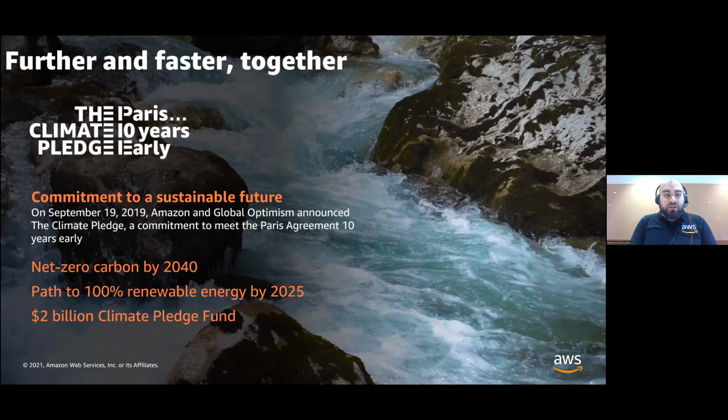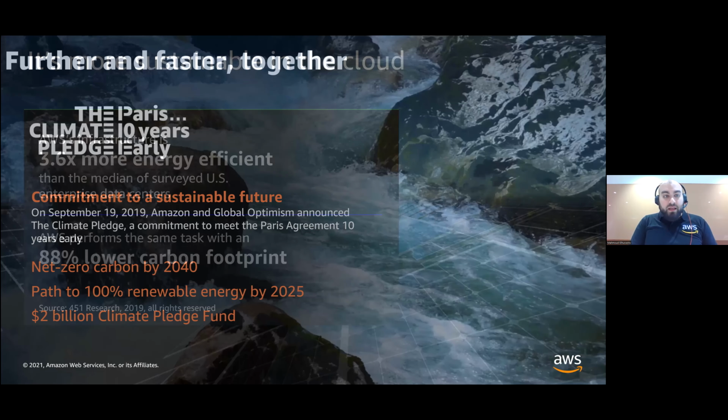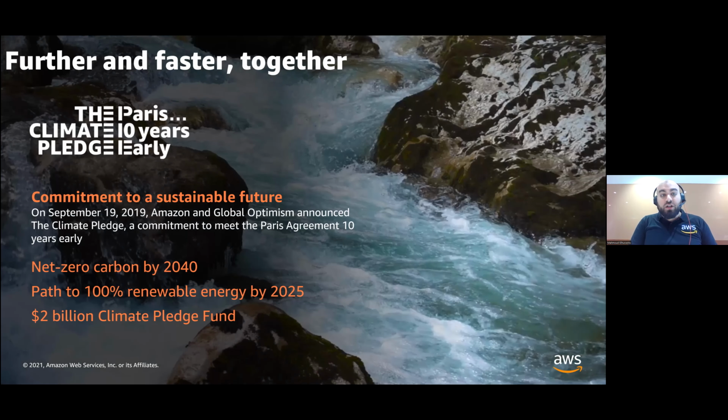How does that translate to what we are doing today? Let me go back a step. Today we do have a path at Amazon, at AWS, to reach 100% renewable energy by 2025. And Amazon is already investing more than $2 billion as part of that pledge fund.